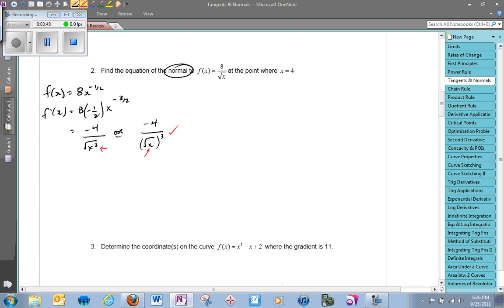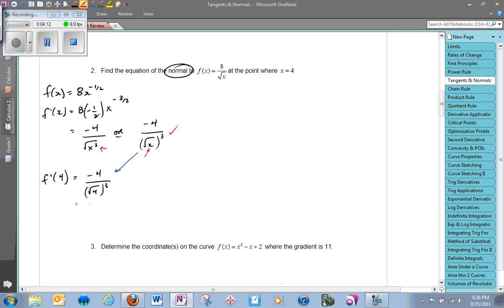All right, next part of the question says f prime at 4, which is negative 4 over the square root of 4 all cubed. Notice that I used the second version over here because if I square root first, it's a lot easier for me to then cube it as opposed to cubing 4 first and then square rooting it.